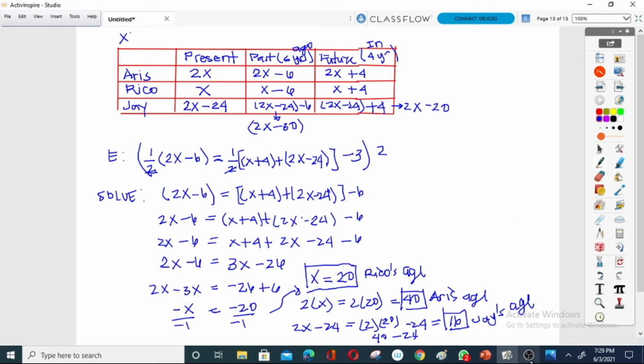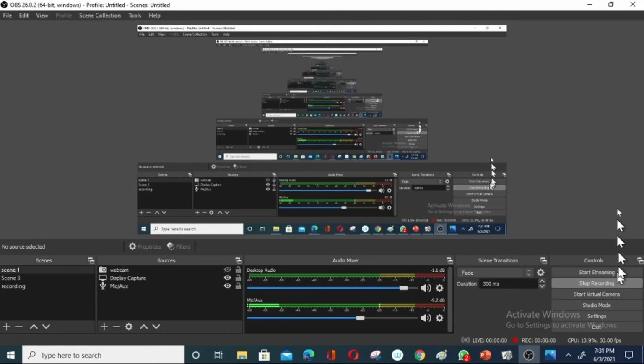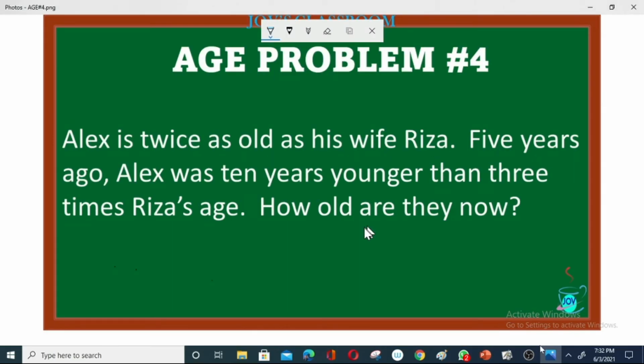Let's move on to problem number 4. Alex is twice as old as his wife, Risa. 5 years ago, Alex was 10 years younger than 3 times Risa's age. How old are they now?